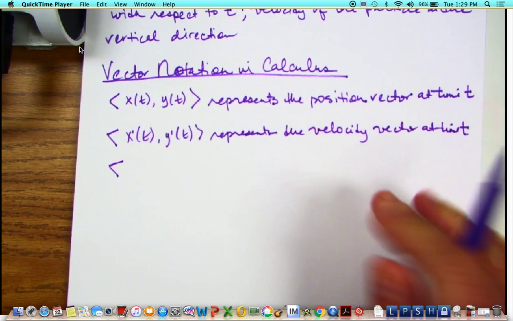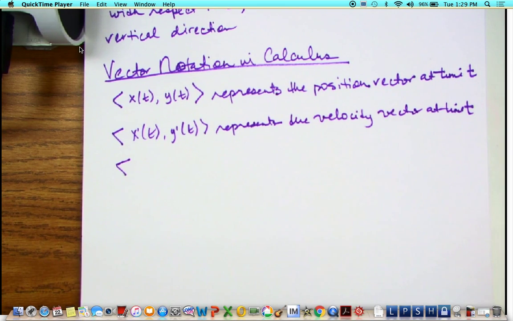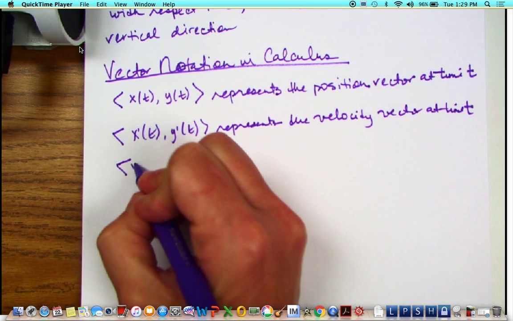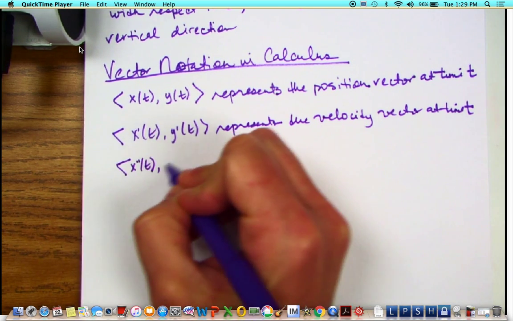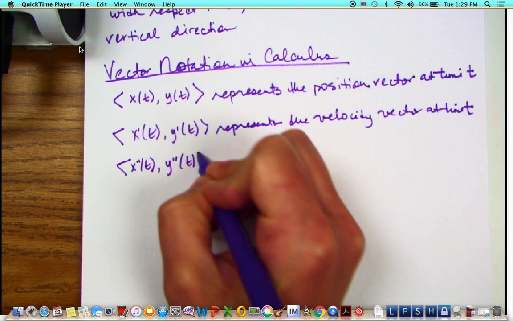And then you might also be asked for the acceleration vector, in which case you're going to just do what? x double prime of t. Yes, x double prime of t, y double prime of t.